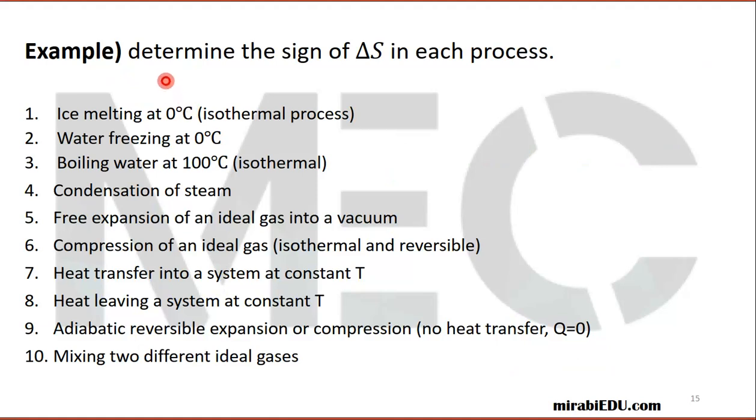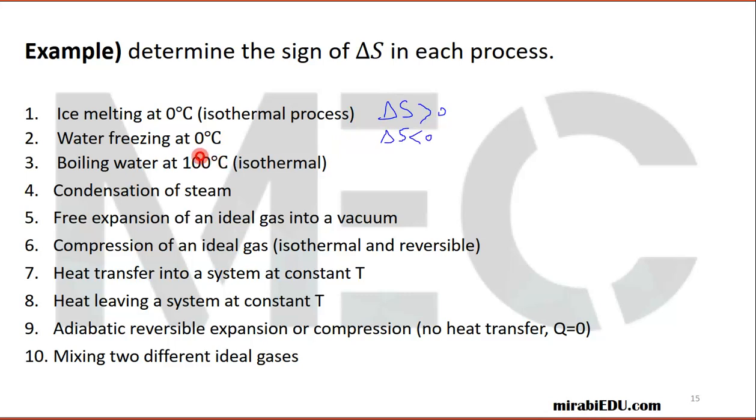Another example. Determine the sign of delta S in each process. Okay, here's an example of determining the sign of delta S, whether disorder is increasing or it is going through more order. Ice melting at 0 degrees Celsius. So melting, as we learned, delta S is positive. Water freezing at 0 degrees Celsius. Here delta S is negative.